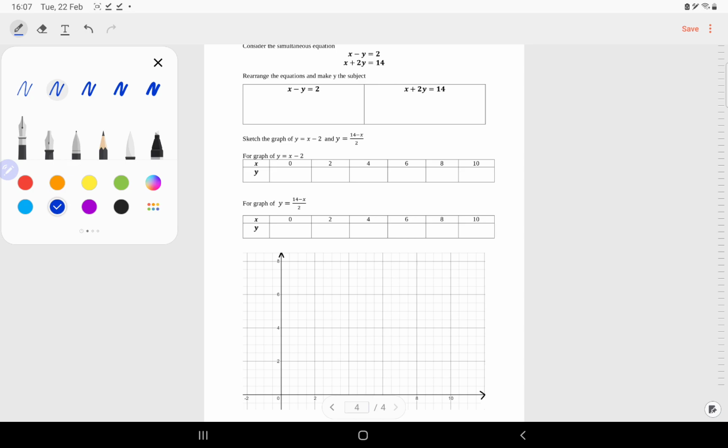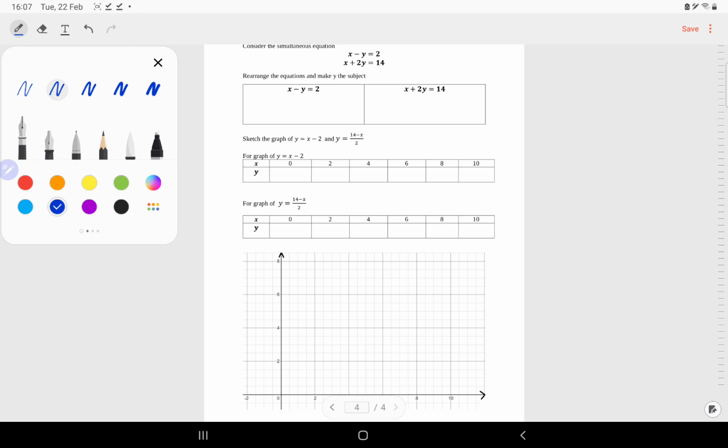But now, what we want is to interpret the result of simultaneous equations. What does the x value mean and what does the y value mean? To understand that better, you have your homework here. It's basically just drawing the graph. This is the same equation that we have seen before: x minus y equals 2 and x plus 2y equals 14.